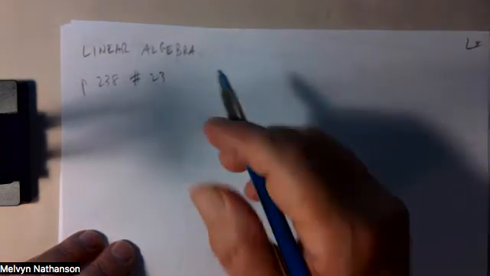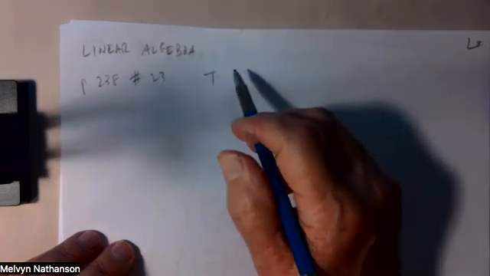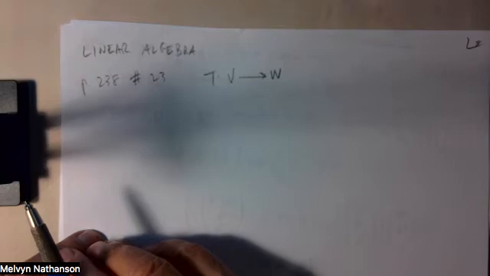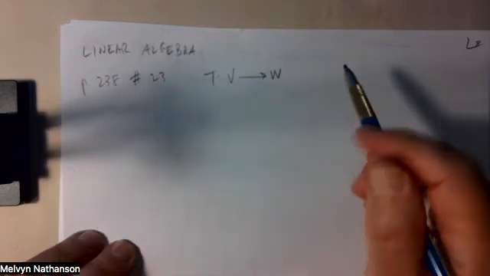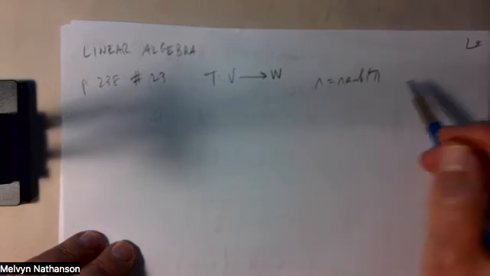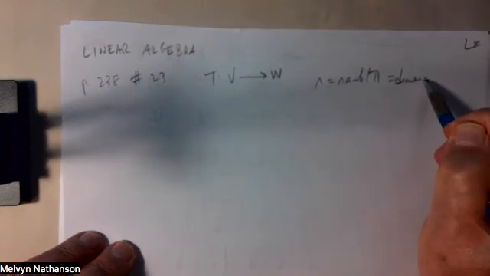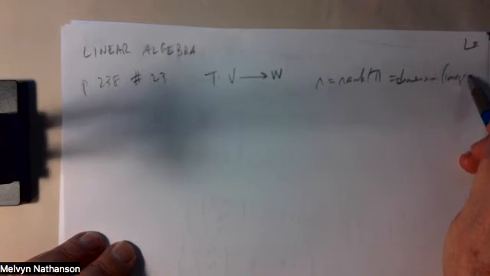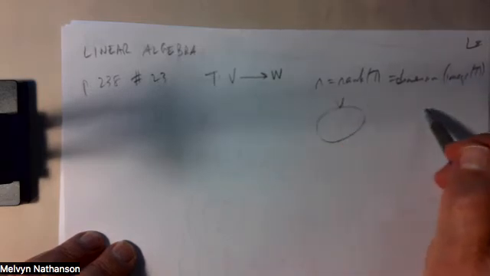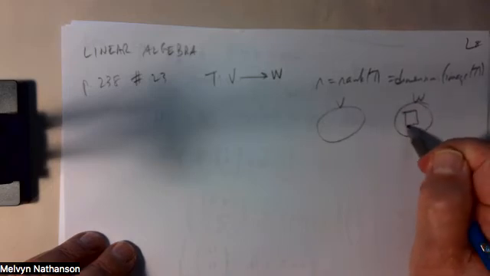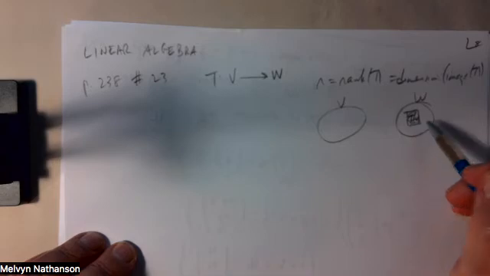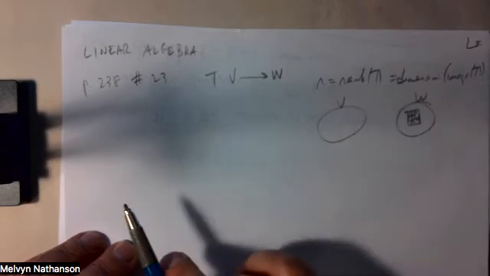So we have a linear transformation T from a vector space V to a vector space W. And R is the rank of T, which means the dimension of the image of T. So here's V, here's W. And sitting inside of W, we have the image of T, and this subspace has rank R.